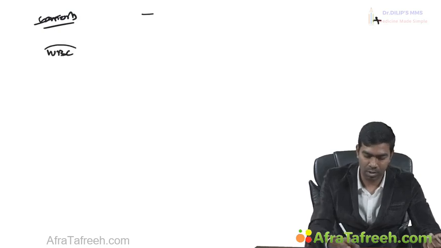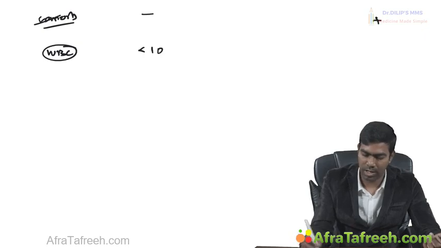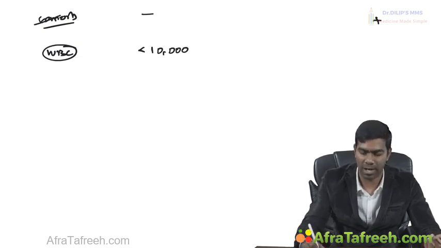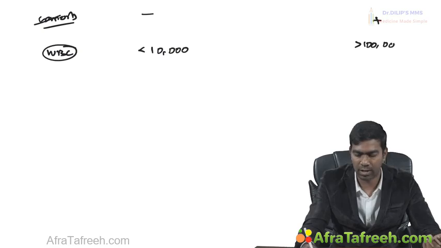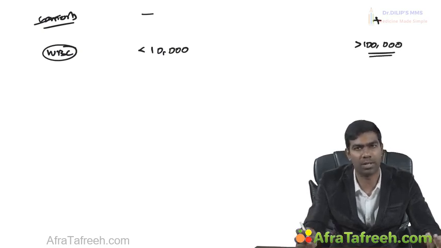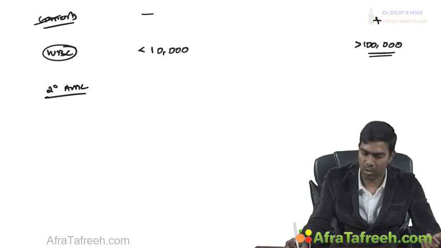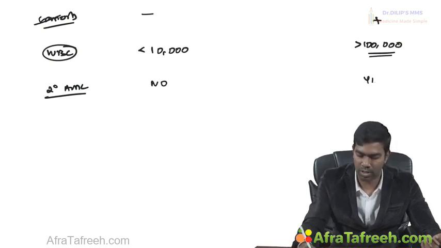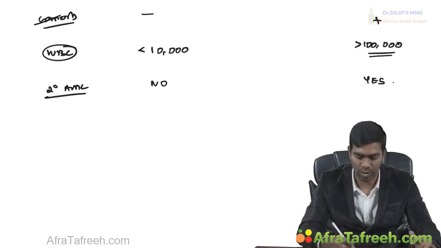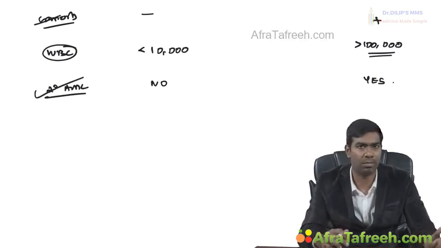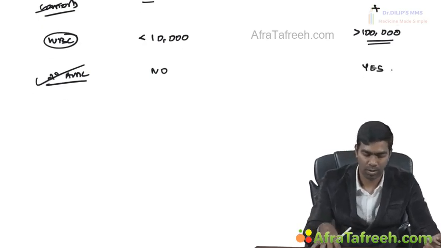Then WBC count: less than 10,000 typically is a very good prognostic, typically in APML it happens, or it can be more than 1 lakh, definitely it's poor. Intermediate means somewhere between 10,000 and 1 lakh, it's intermediate prognosis. Then if it's a secondary AML, yes or no. No means good prognosis, yes means a very poor prognosis. I told you the secondary AML, after MDS or especially after treatment, is going to be very poor.